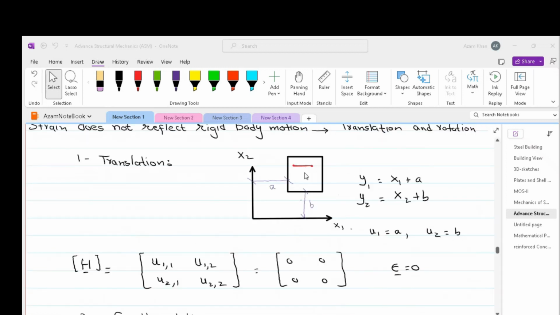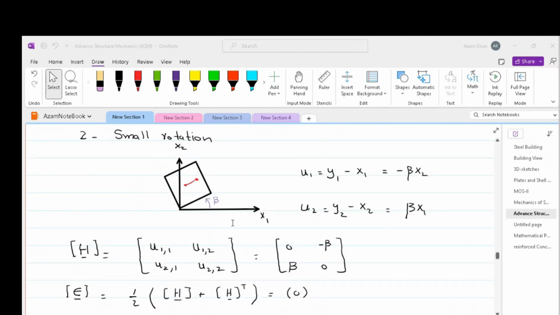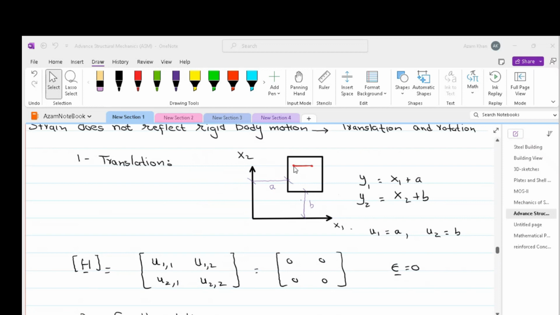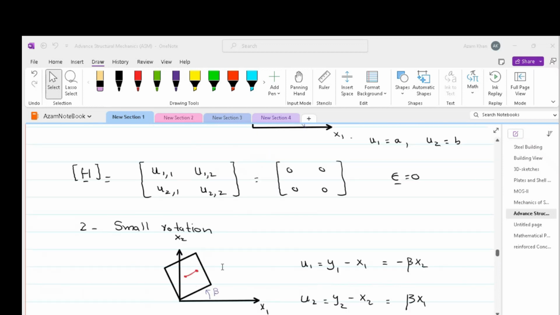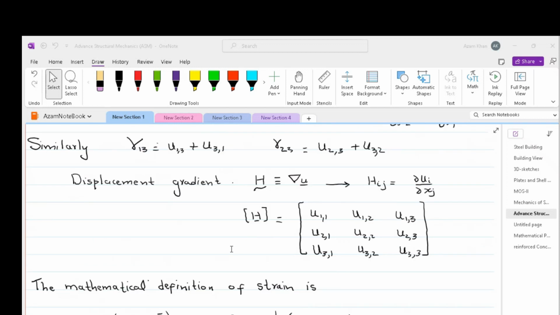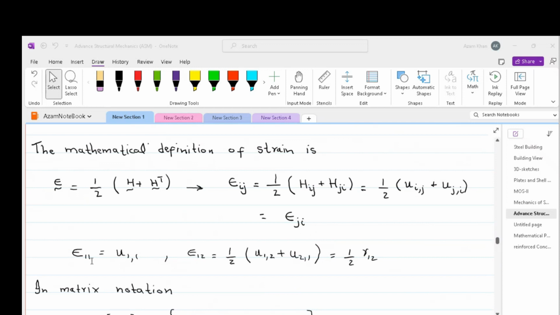The only way strain can be induced is if these two points either move apart or move closer to one another. So in both these examples, the red line stays the same after the displacements. This clearly shows that the displacement gradient has rigid body displacements incorporated, whereas in the strain matrix we don't have any rigid body displacements.